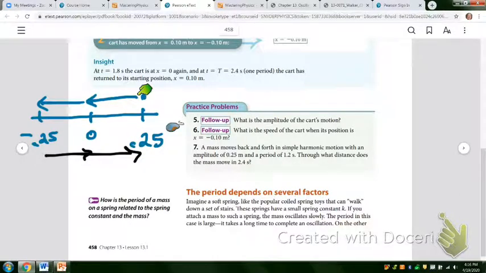Well, how far has it traveled? It's traveled a quarter of a meter, a quarter of a meter, a quarter of a meter, and a quarter of a meter. So down and back, that's not how much it's displaced, but it's actually traveled 1 meter.